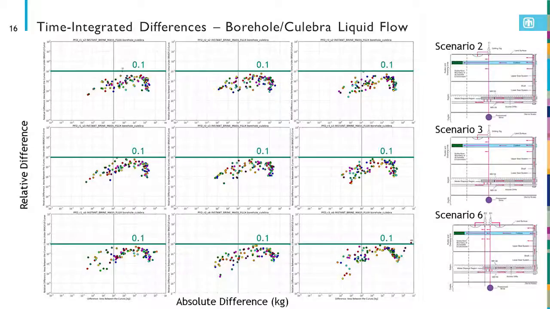So this is a similar plot for the borehole Calabria liquid flow, time integrated difference. And again, we're plotting relative difference versus absolute difference for replicates 1, 2, and 3 in scenarios 2, 3, and 6. And because differences in pressure and saturation propagate through the calculation of flux, largely through propagation into relative permeability, we gave ourselves a larger threshold before we're going to worry about the relative difference between the two solutions. And in the case of borehole flux, you can see that all of the differences fall below about 10%.